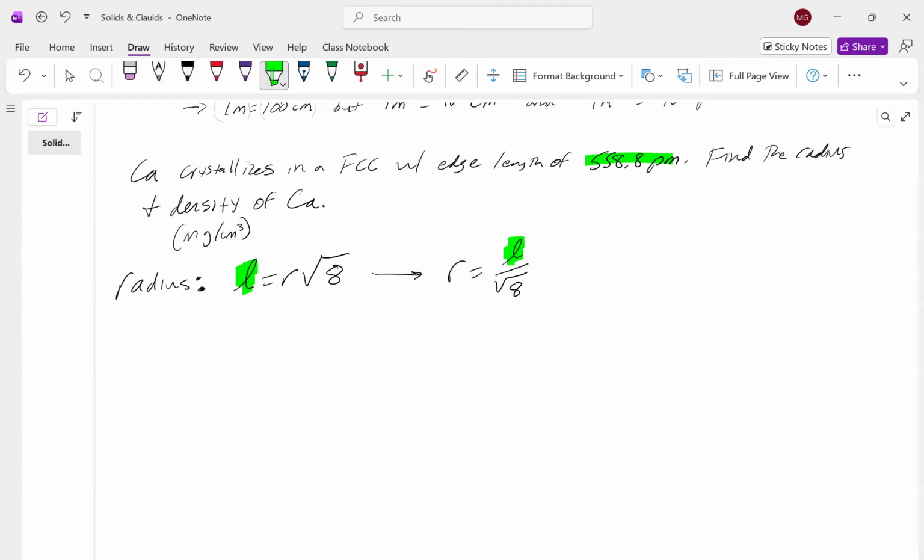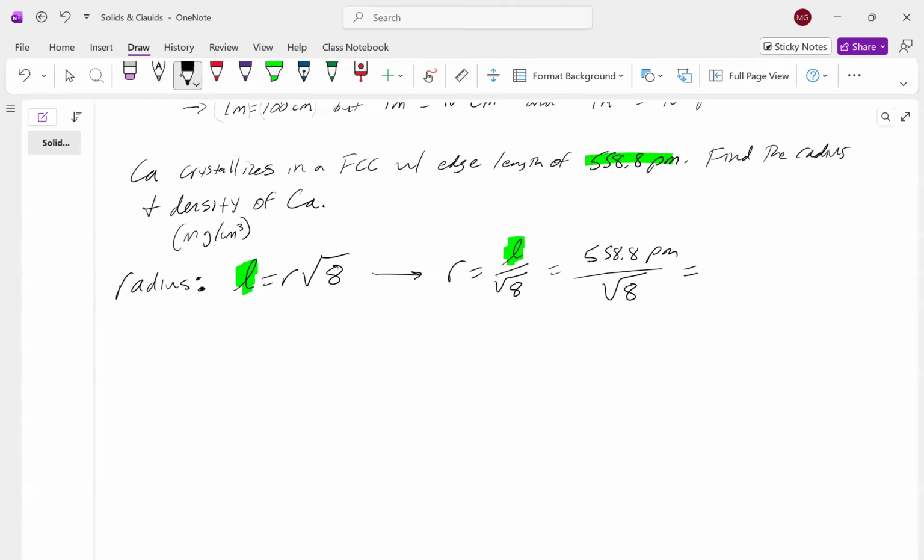And then I'll just plug in 558.8 picometers over the square root of 8. Just as a heads up, that square root of 8, that's an exact number, so that has an infinite number of significant figures. It's not one sig fig, it's an exact number.